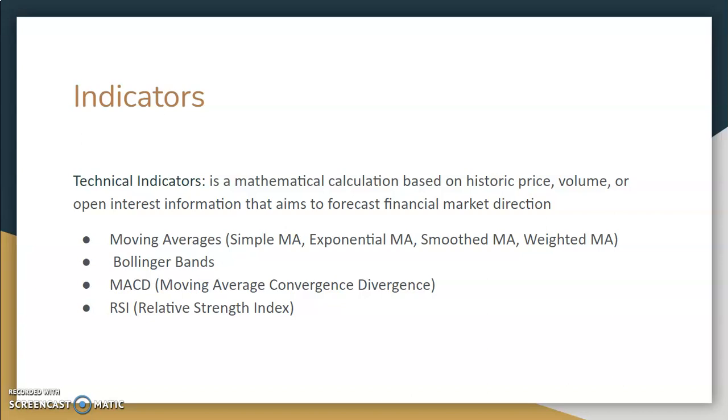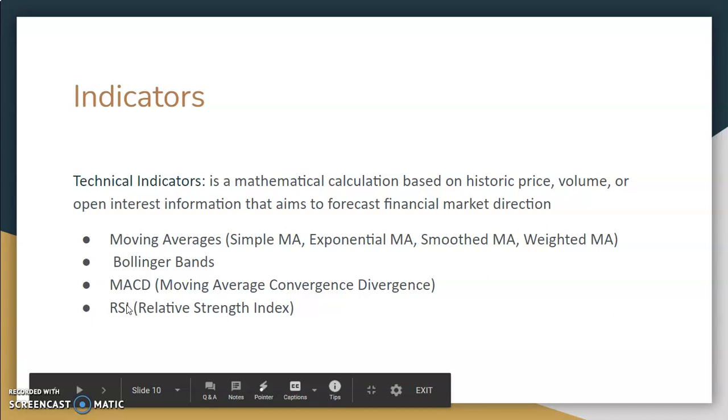Some of the most common and basic indicators include moving averages, which come in many different forms, such as the simple moving average, exponential moving average, Bollinger Bands, the MACD, which stands for moving average convergence divergence, and the RSI, which stands for relative strength index.